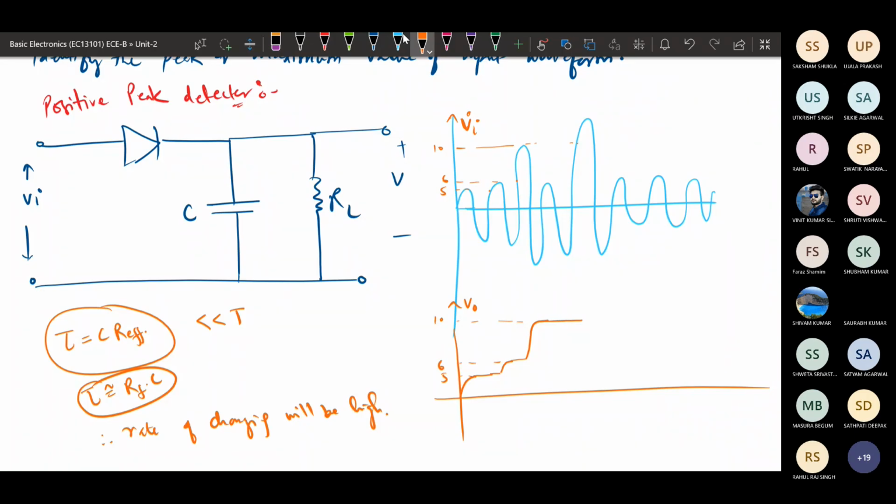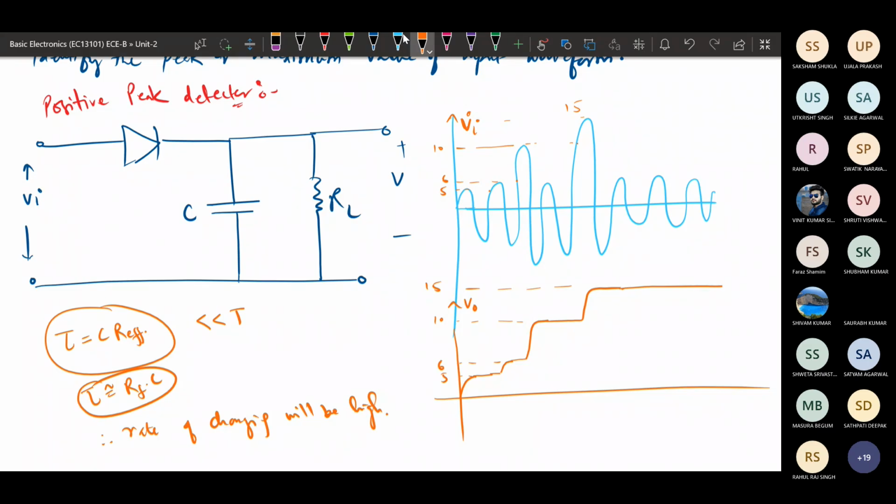Again, as we are increasing the voltage, suppose this is 15 volt. Now the capacitor will be charged to 15 volt. This 15 volt will remain constant. Even if we are applying a negative voltage or a voltage lower than 15 volt to the input, the output will always be constant at 15 volt. So this is basically called a peak detector circuit.